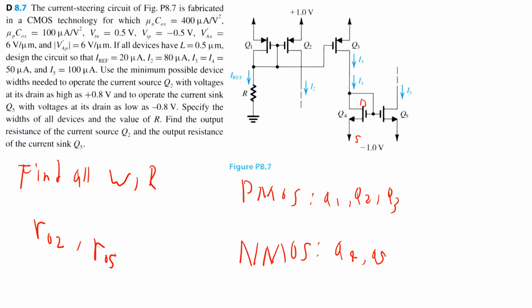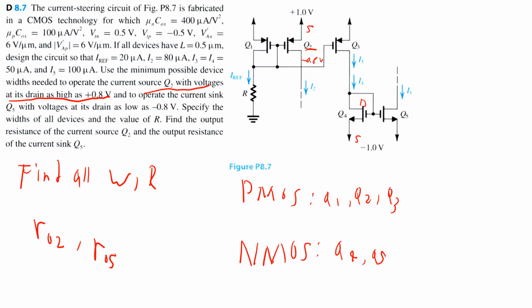Now we can begin analyzing the circuit. I want to actually start with this sentence: we want the current source Q2 to operate with voltages at its drain as high as 0.8 volts. Why is this important? Well, let's look at the circuit. So here's Q2. It's a PMOS, meaning that 1 volt is applied to the source, and at the drain we can have a maximum voltage of 0.8 volts.